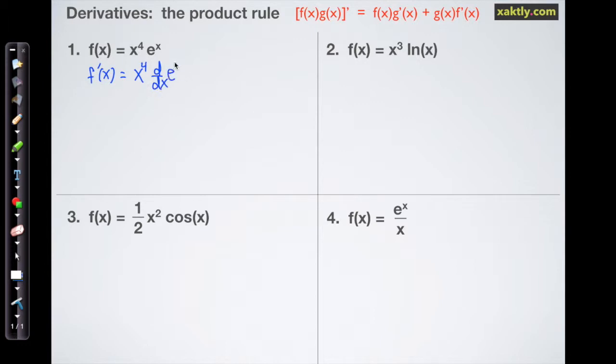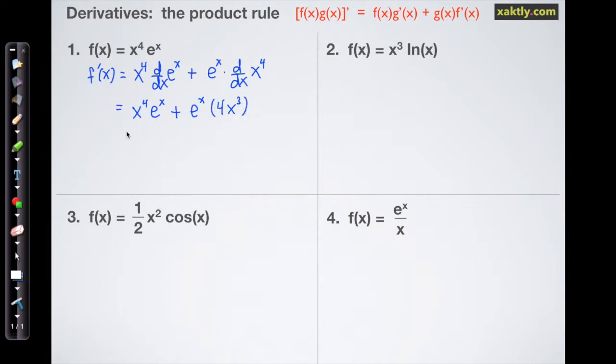Now, I like to just write down the whole product rule here. So this is x to the fourth times the derivative of e to the x plus e to the x times the derivative of x to the fourth. Then I can just take the derivatives. I have x to the fourth times e to the x plus e to the x times 4x cubed.